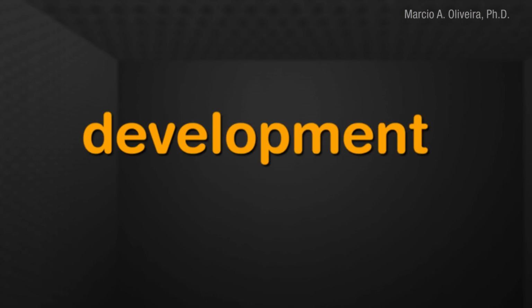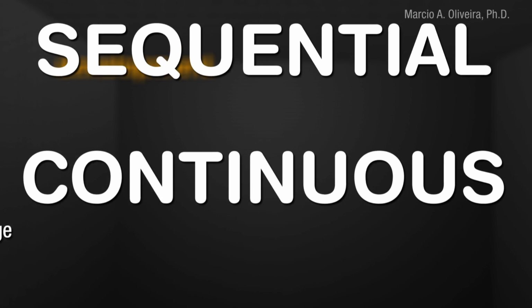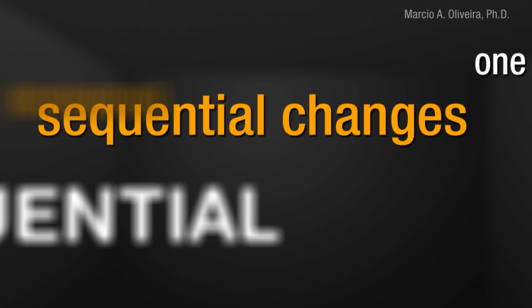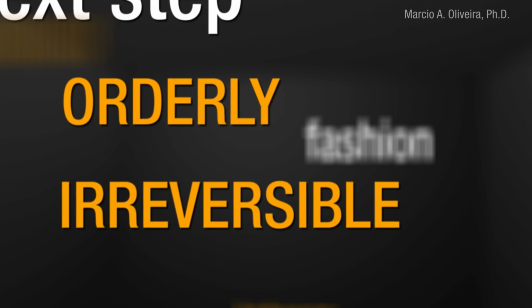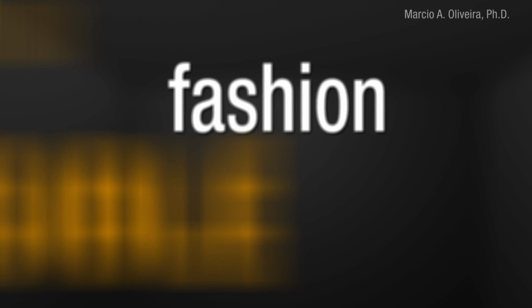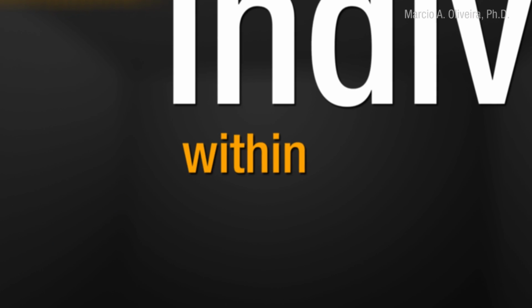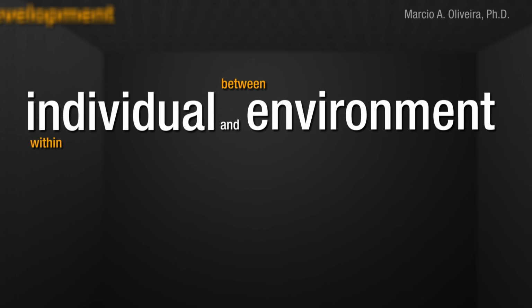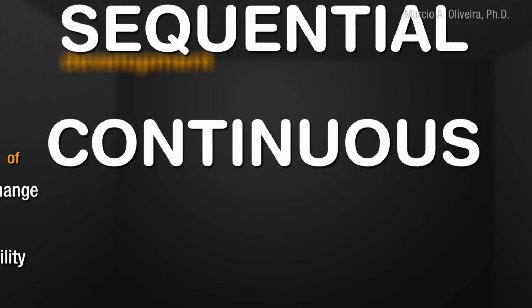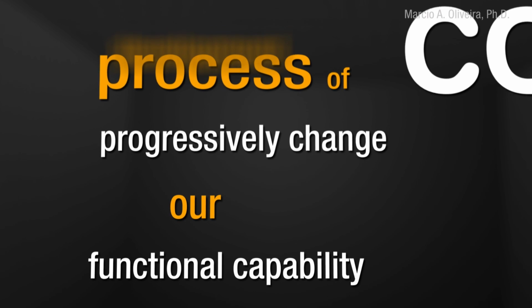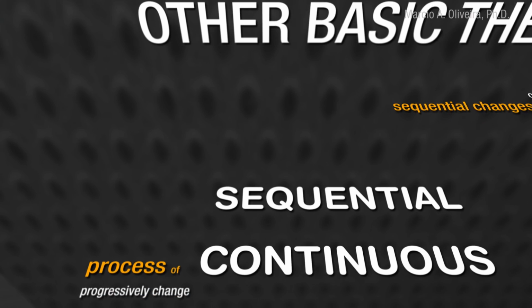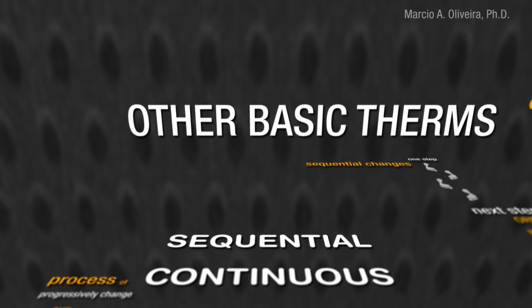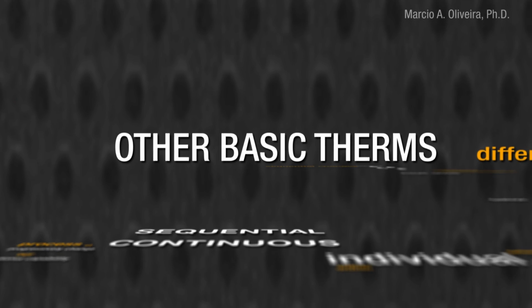Development is also considered to be sequential and continuous. Sequential means that development involves sequential change. One step leads to the next step in an orderly and irreversible fashion. This change results from interactions both within the individual and between the individual and the environment. Continuous is a process of progressive change in our functional capability. Now that we have learned conceptual factors in motor development, let's define some of the basic terms that will help us to have a common understanding of motor development.